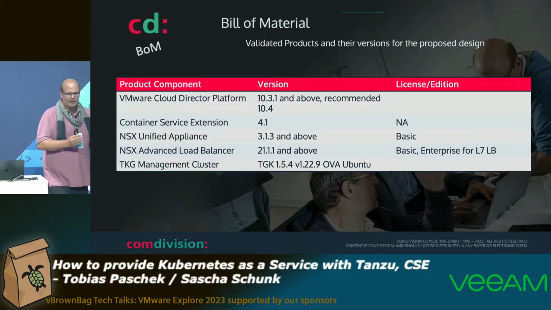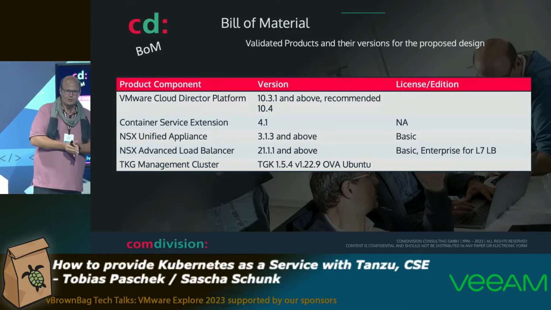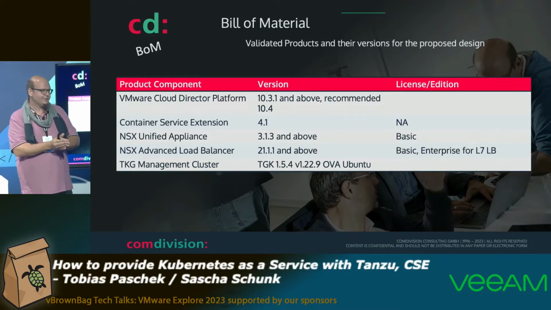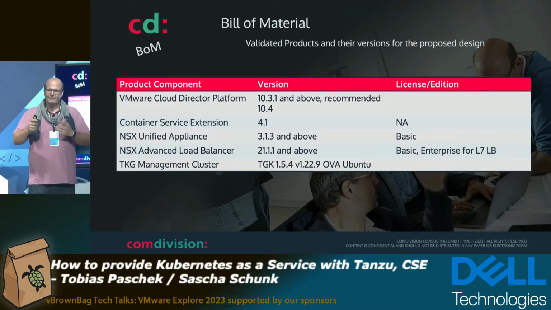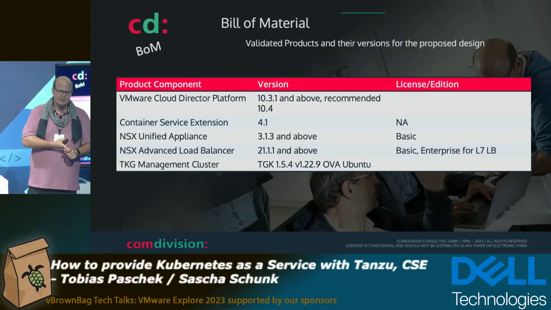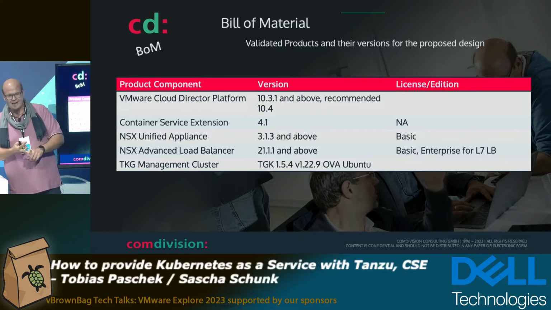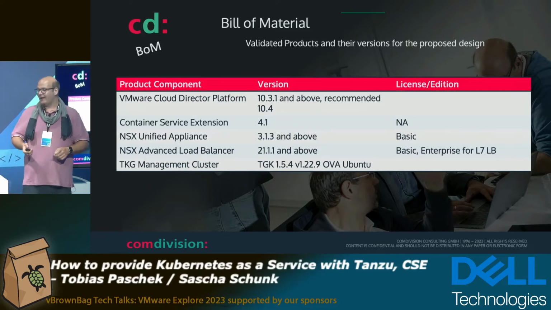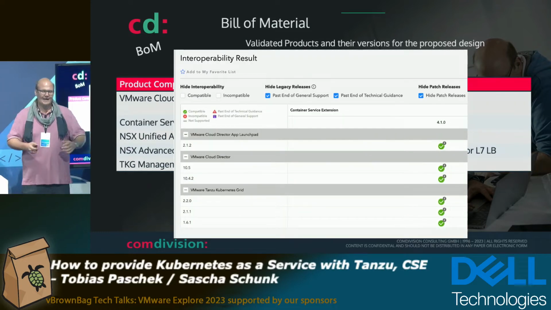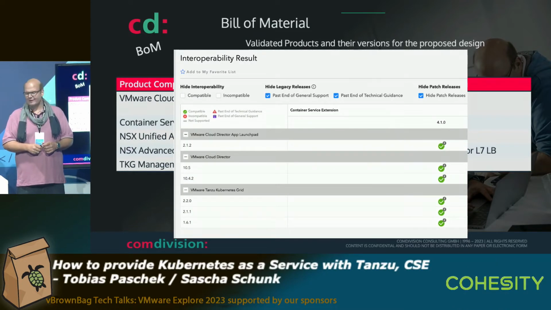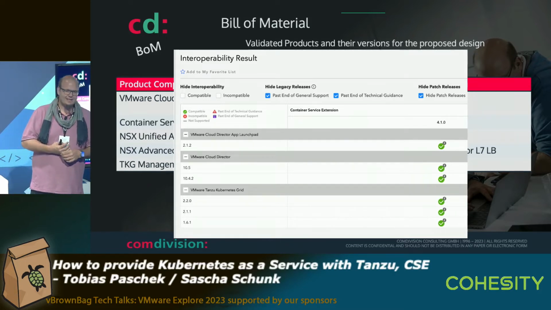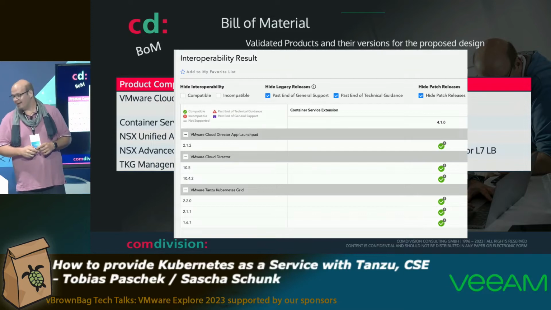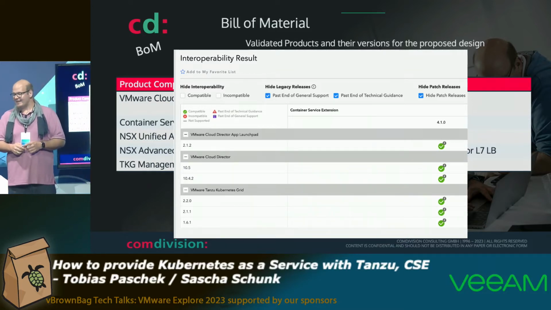As always, please, please, please have a look at the interoperability metrics, because this is really an important part of the whole CSE story: that we have the right Cloud Director, the right CSE version, NSX version, NSX-ALB, and so on. So please, as always, take a deeper look into the interoperability metrics to figure out what versions are compatible. This is something which hopefully gets changed in the next releases, so that interoperability becomes easier to solve.